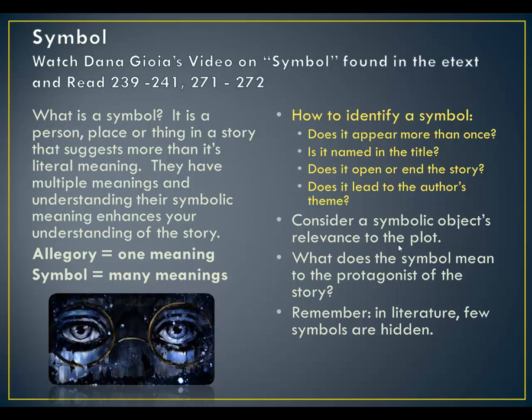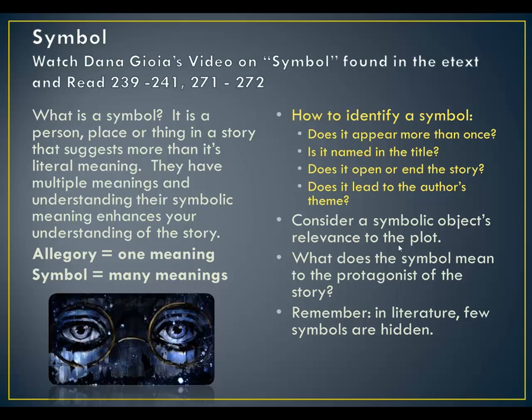In an allegory, something only has one specific meaning, but symbols can have many meanings, and being an excellent close reader means you can understand these symbols as they relate to the author's theme. So what does a symbol contribute to us understanding the theme of the story? So how do you identify a symbol?